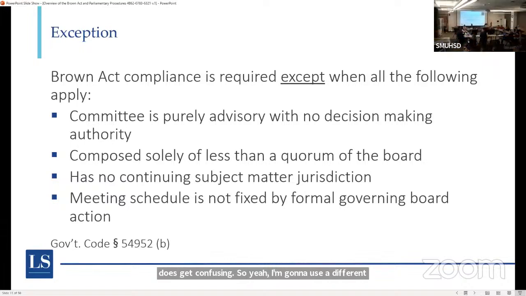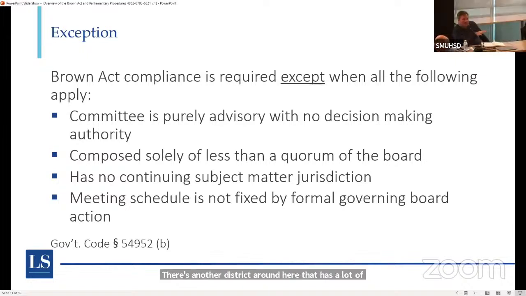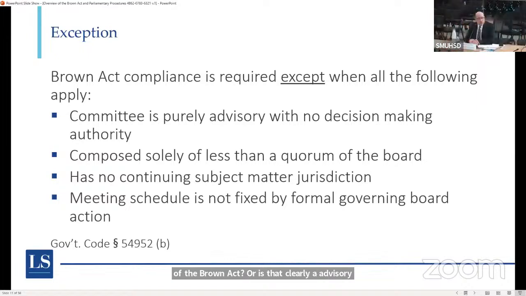So, yeah, I'm going to use a different example from a different district, not ours. There's another district around here that has a lot of subcommittees, but they're like parent community with board members, like a curriculum committee, that sort of thing. The way it's told is, it's going to do the master plan for EL, or it's the LCAP committee, that's going to be the determiner of things. If they have board members on there, is that a violation of the Brown Act, or is that clearly an advisory committee?